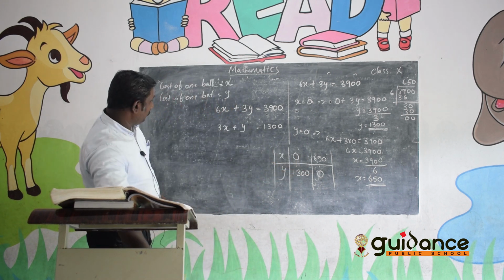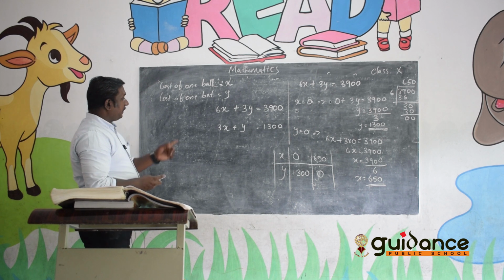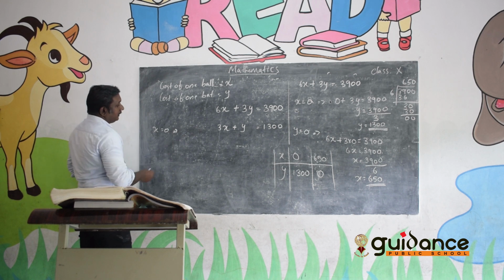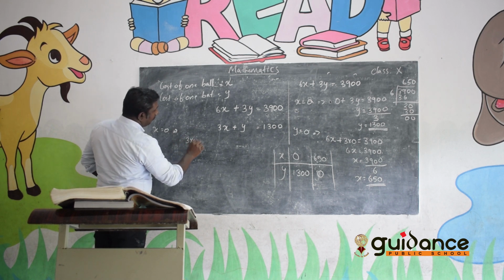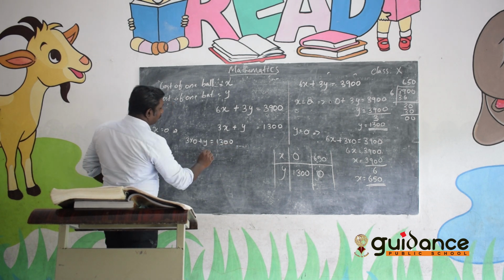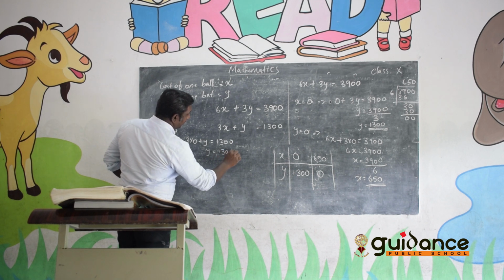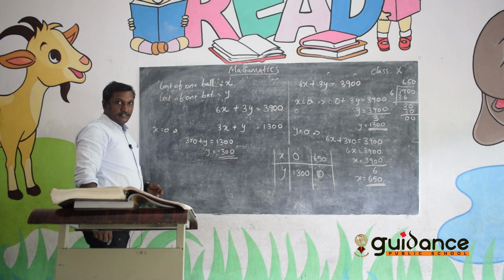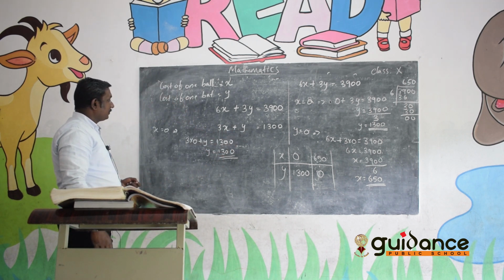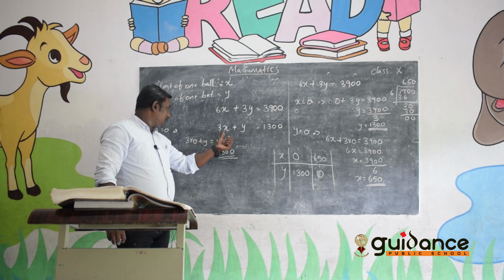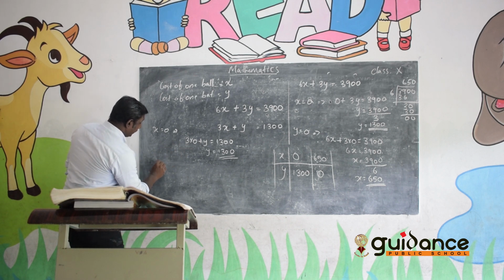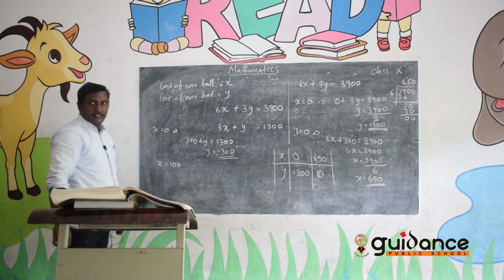So here we take 3x plus y. Then x equal to 0, which implies 3 into 0 plus y equal to 1300. Then what is the value of y? y equal to 1300. Directly we give x equal to 0, then we get y equal to 1300. Again we can give x equal to 100, simply we give 100 to x.